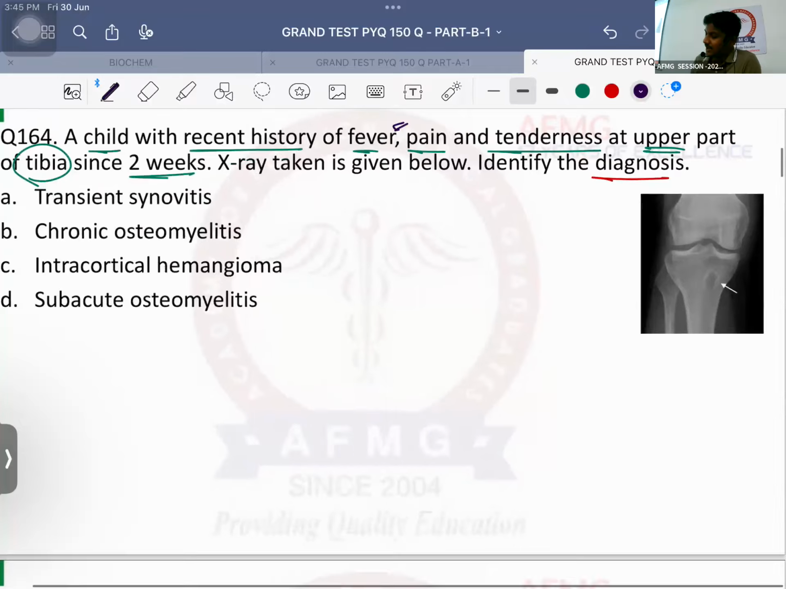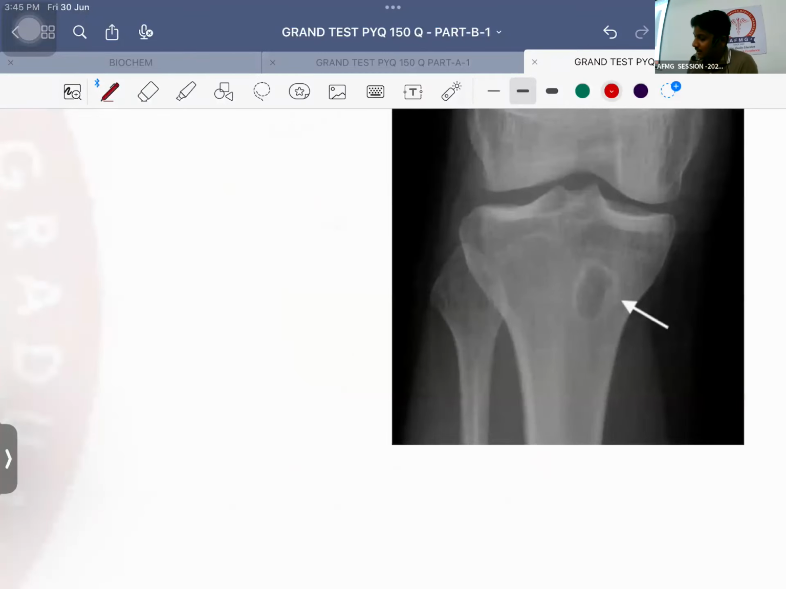As there is osteomyelitis, you can see they have given the upper part of tibia where you can see a lesion. Okay, that is a black colored or osteolytic lesion. Okay, and can you see around that osteolytic lesion there is a white colored margin. This is nothing but a sclerotic margin. Why is the sclerotic margin formed? Anybody?